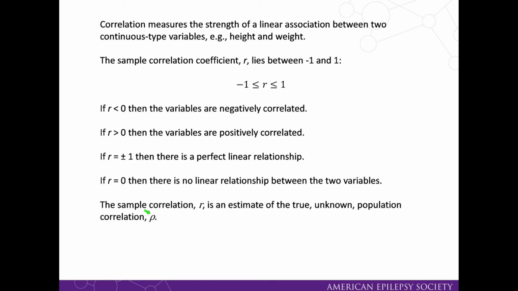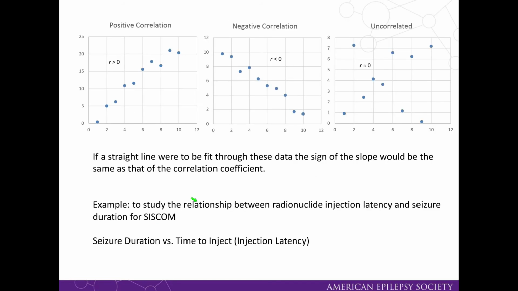Rho, which is Greek R. Greek R is what we would love to know, but we'll never know it. You would have to examine everybody in the population, but we have a sample correlation coefficient. So hopefully it'll be a good estimate. Okay, so here's an example of positive correlation.